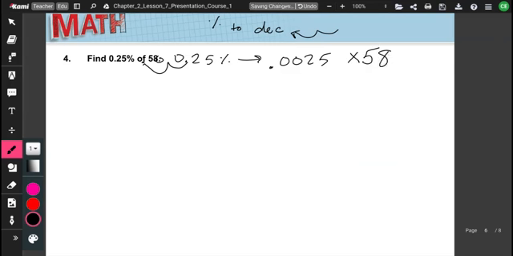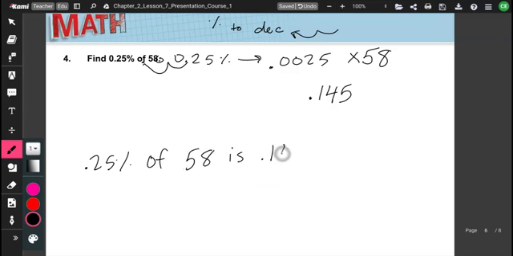And that will give us that really small number that we're looking for. When we do it with the fraction, it's a little harder, so that's why I'm using the decimal way instead. So we have 0.0025 times 58, which is going to give us 0.145. So 0.25% of 58 is 0.145.